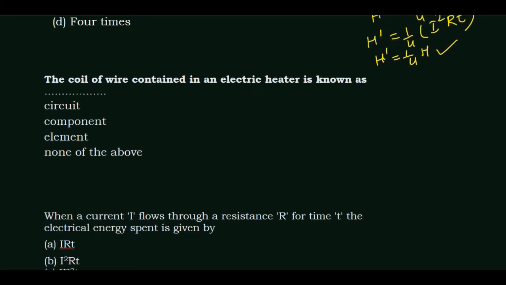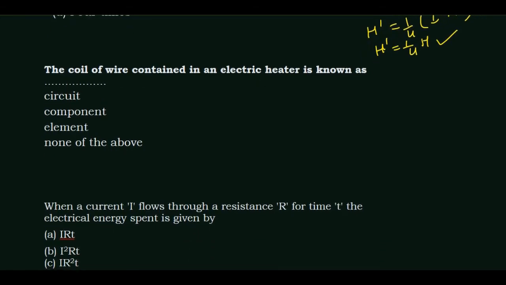The coil of a wire contained in an electric heater is known as, I think, a very simple question. The first option, second one, third one, and fourth option. So which is the correct one? The electric coil in electric heaters, what do we call it? Simply we use the word element of the heater. So the answer will be element. Now we come to the next one.